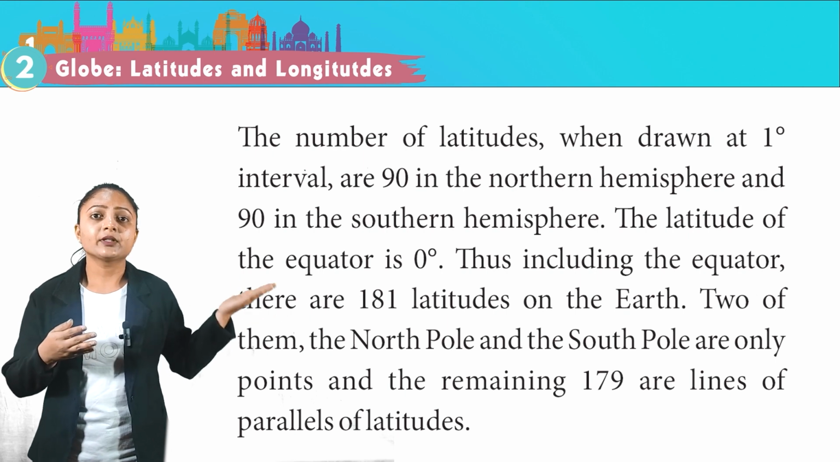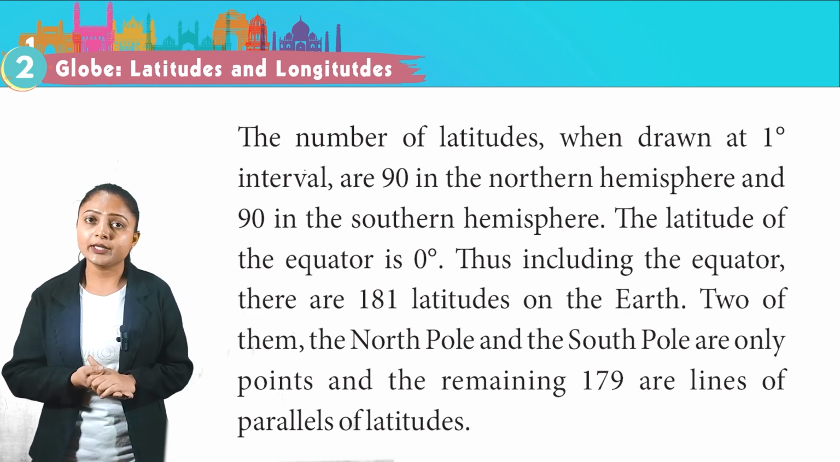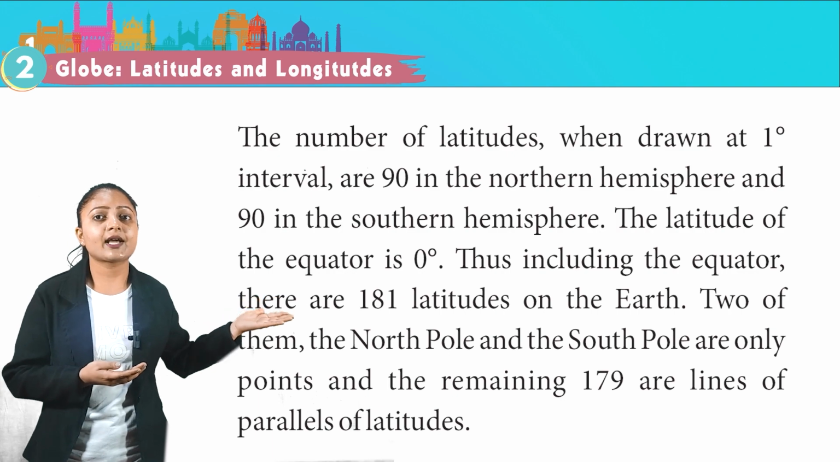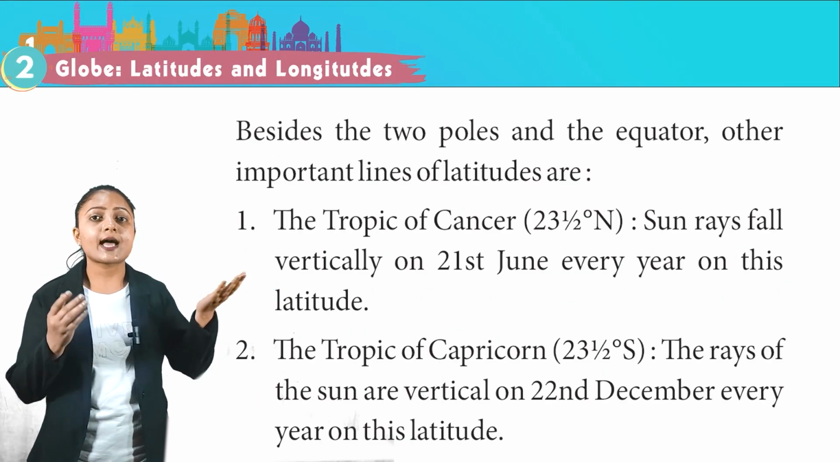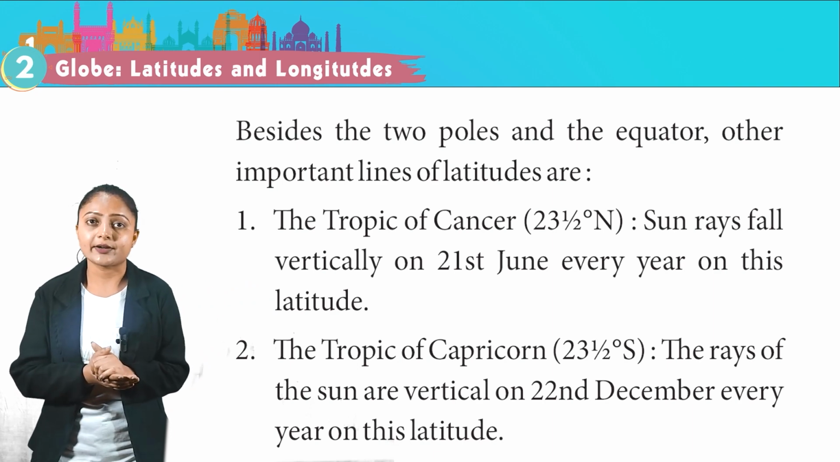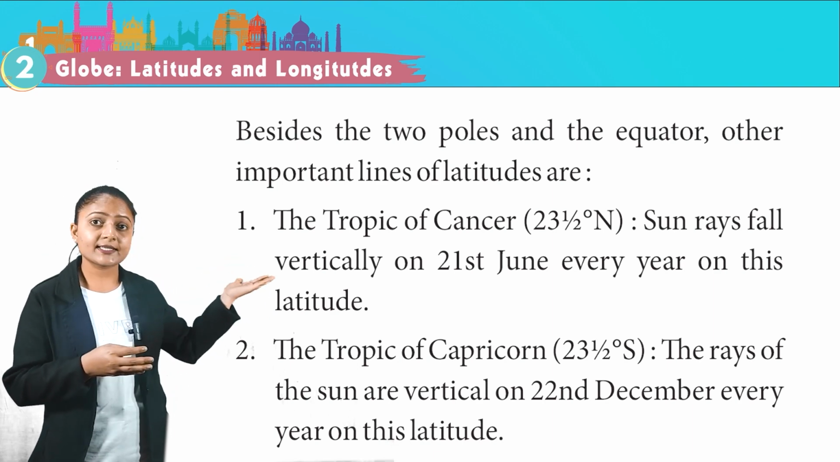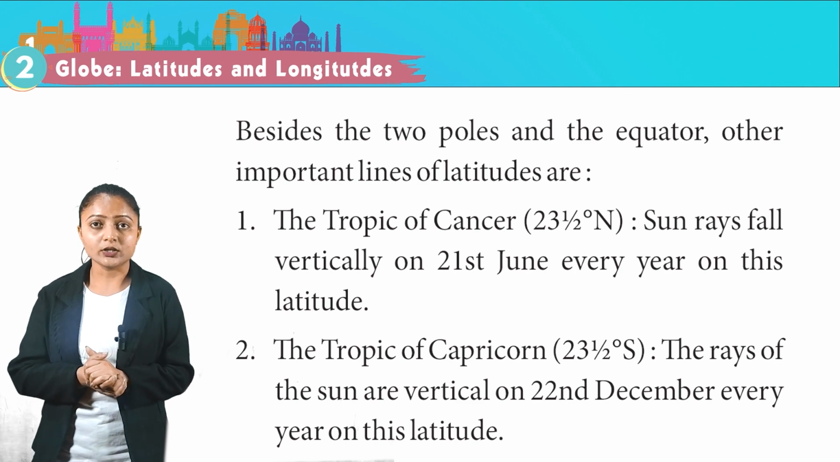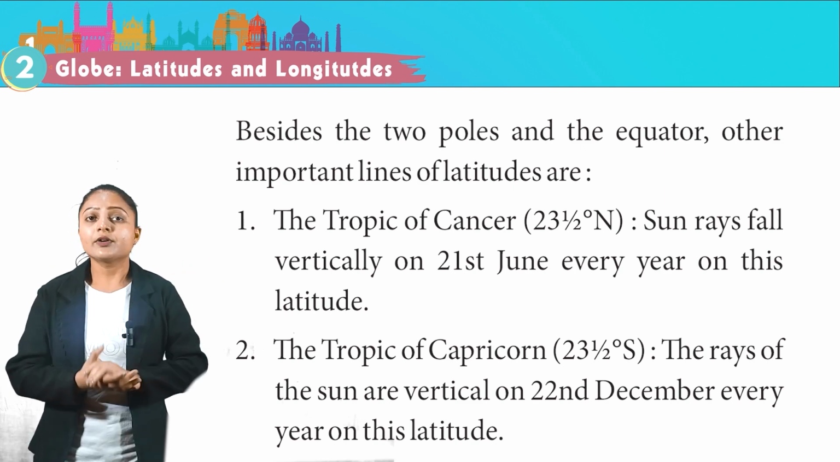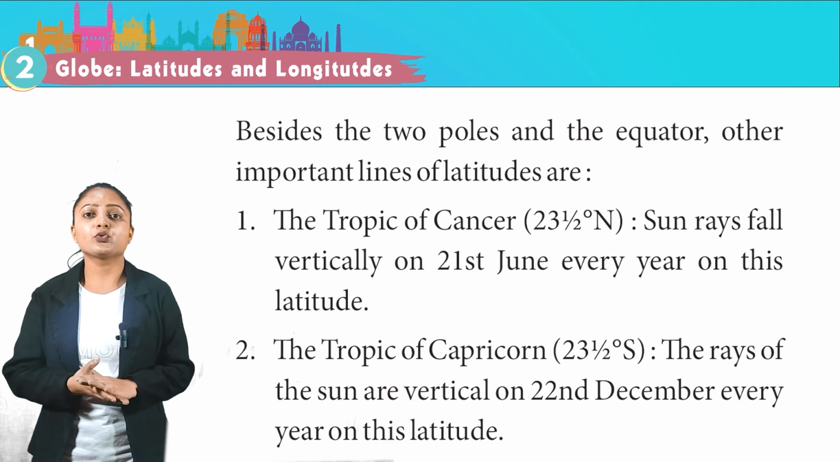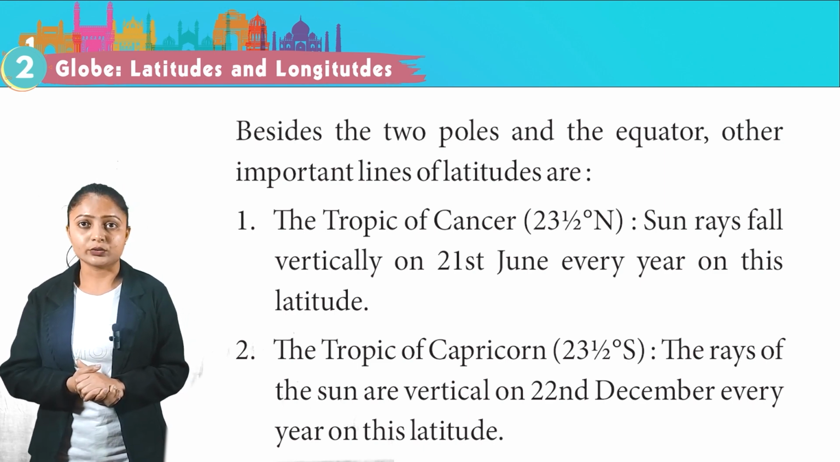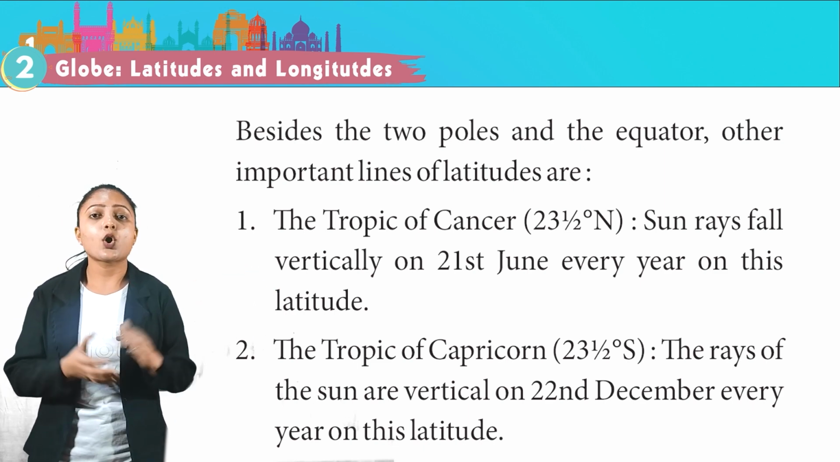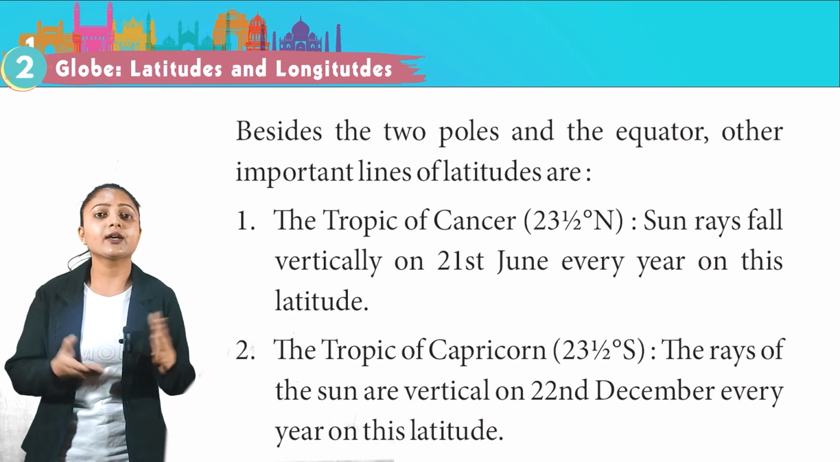Two of them, the North Pole and the South Pole, are only points and the remaining 179 are lines of parallels of latitude. Besides the two poles and the equator, other important lines of latitude are the Tropic of Cancer, 23.5 degrees north. Sun rays fall vertically on 21st June every year on this latitude. The Tropic of Capricorn, 23.5 degrees south. The rays of the sun are vertical on 22nd December every year on this latitude.